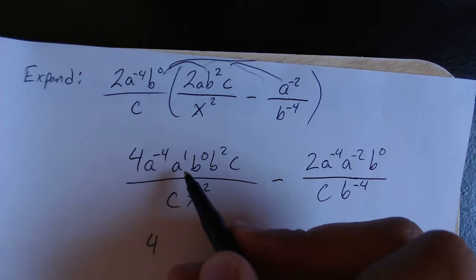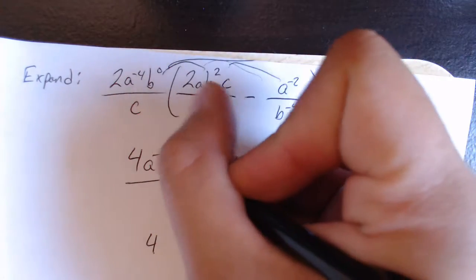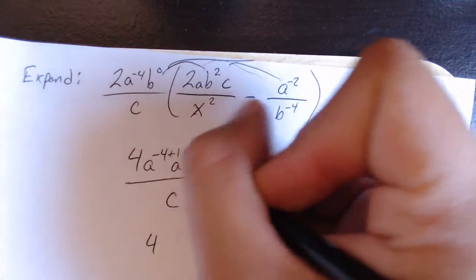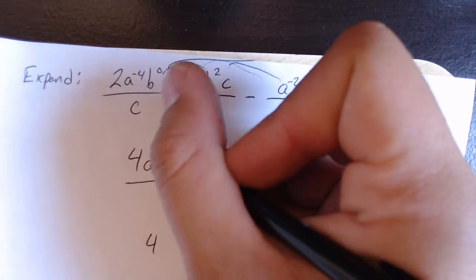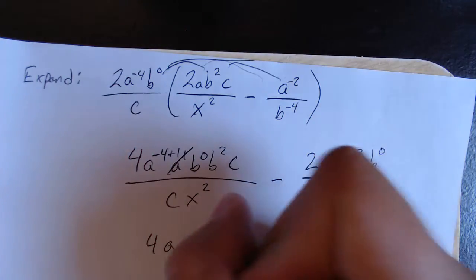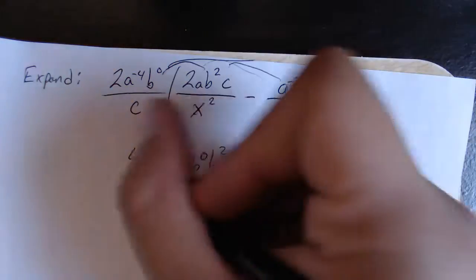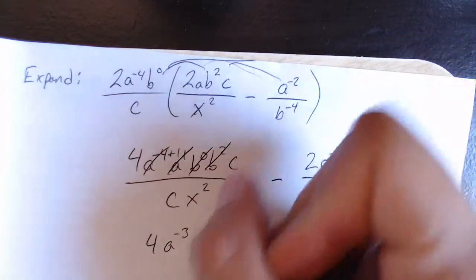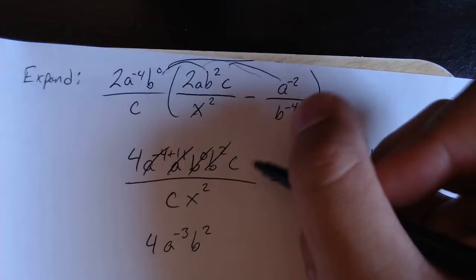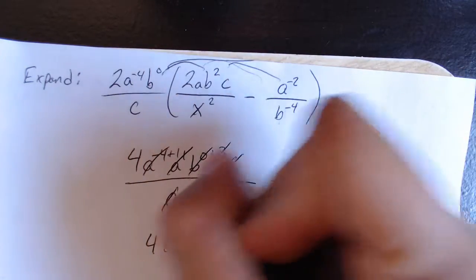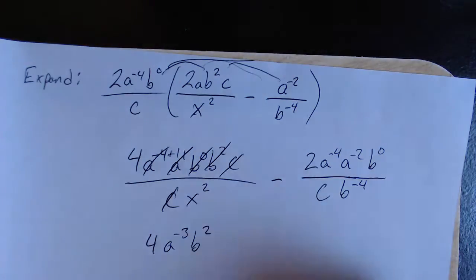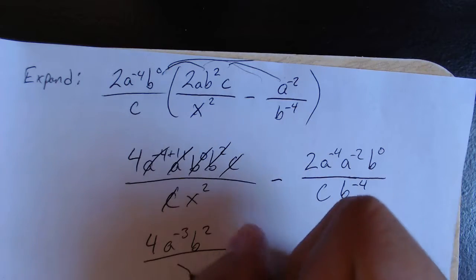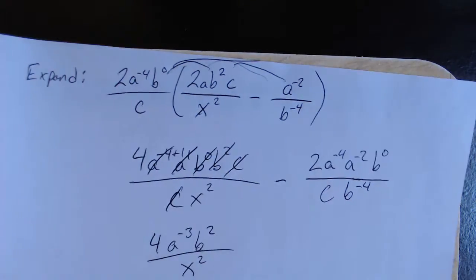A negative 4, A negative 1. Those combine to just negative 4 plus 1, which gives us A negative 3. So done with those. B0 and B2 combine to just B squared. C over C cancels, and that goes away, and then all of that stays right over X squared.